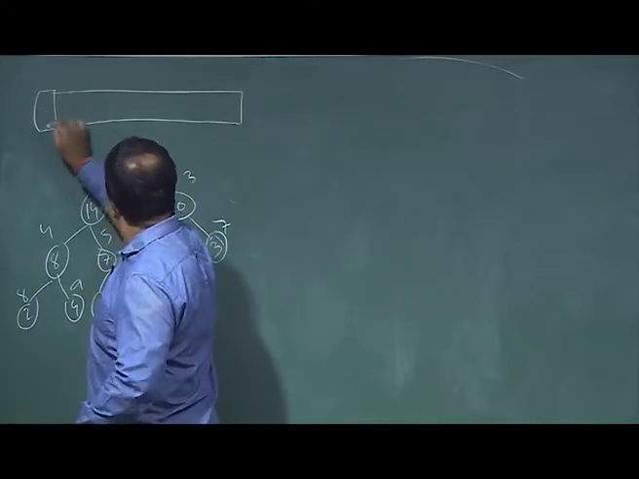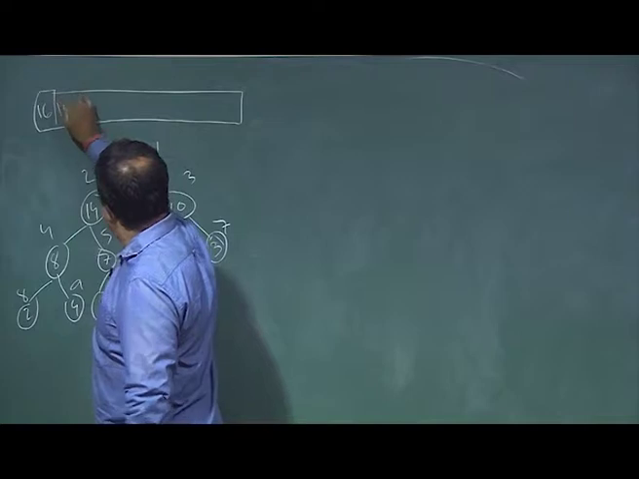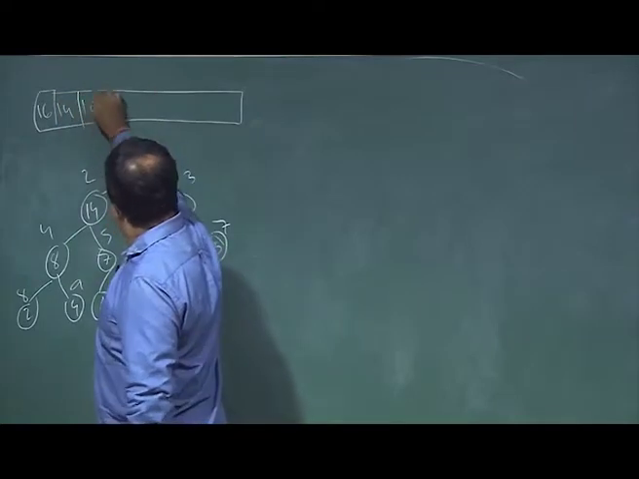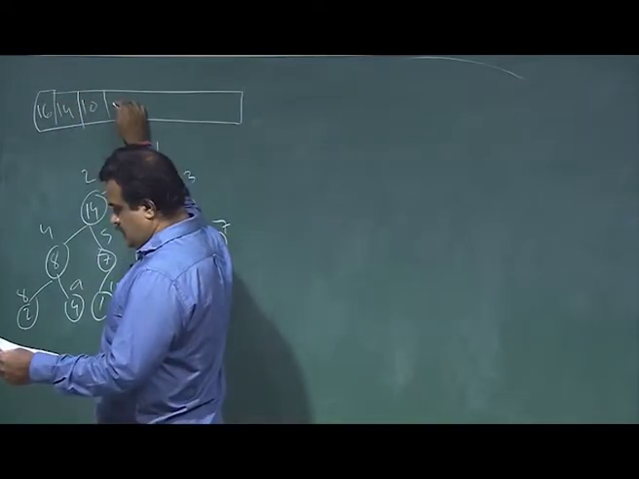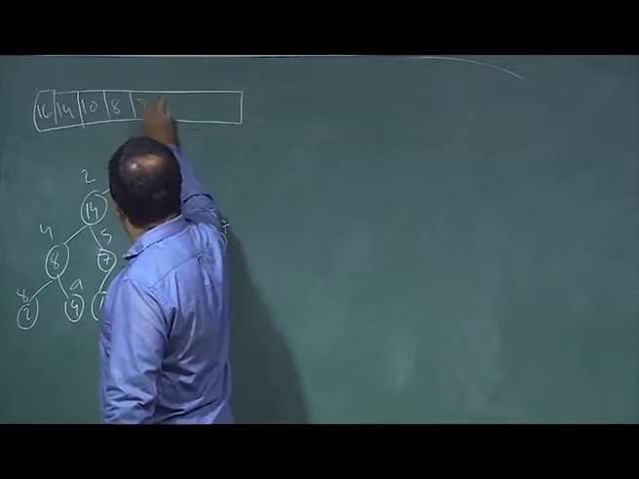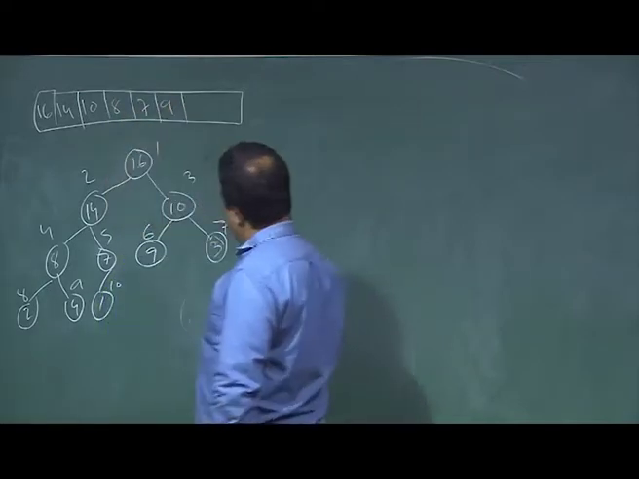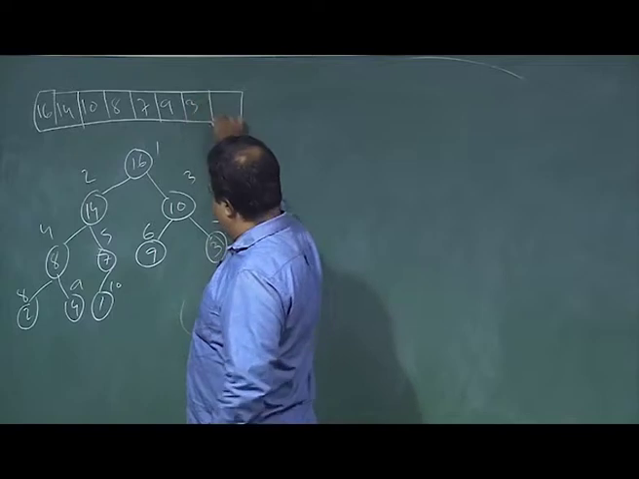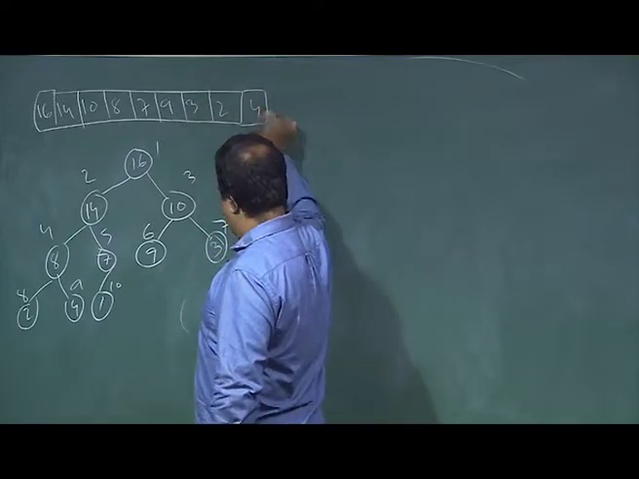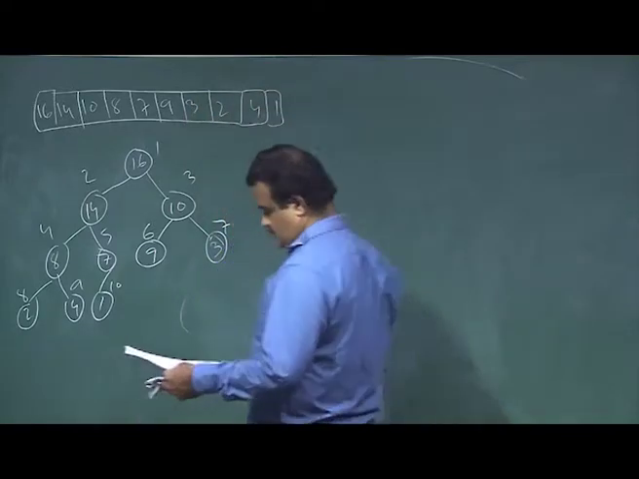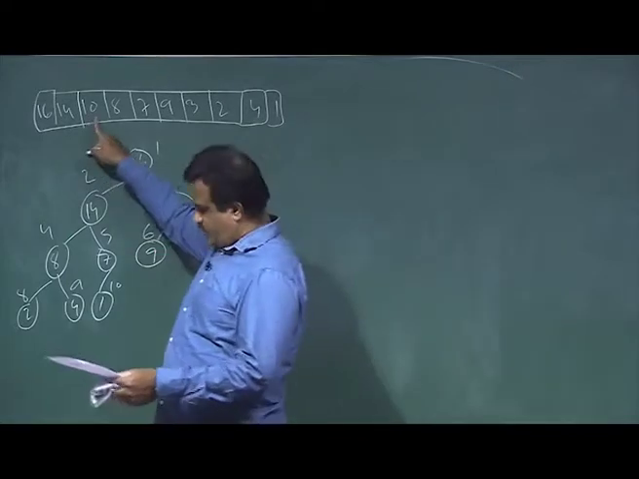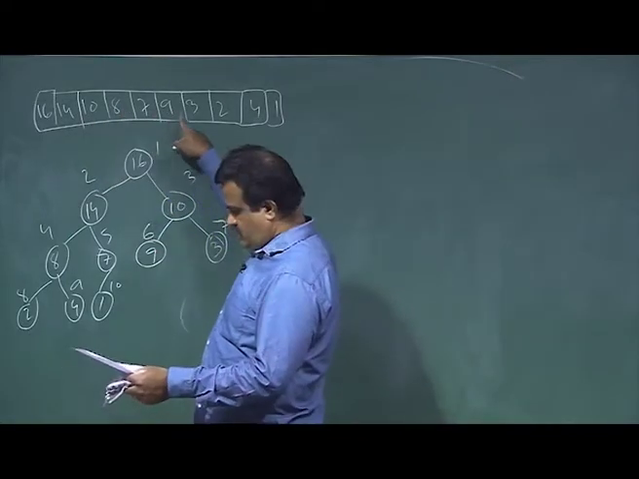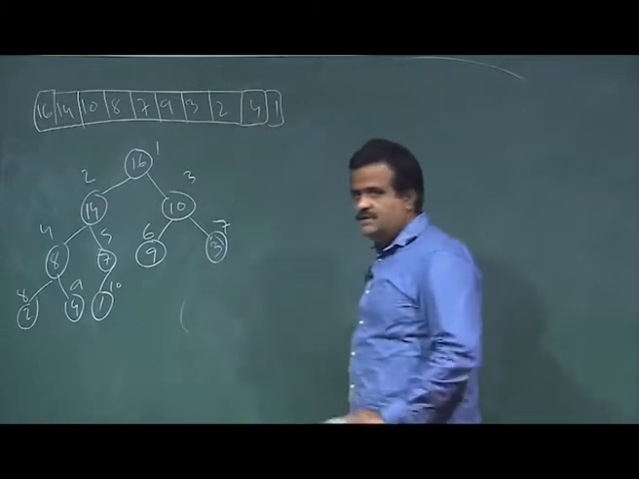So, the array is 16, 14, 10, then 8, 7, 9, 3, 2, 4, 1. Okay. 16, 14, 8, 7, 9, 3, 2, 4, 1. This is the array.